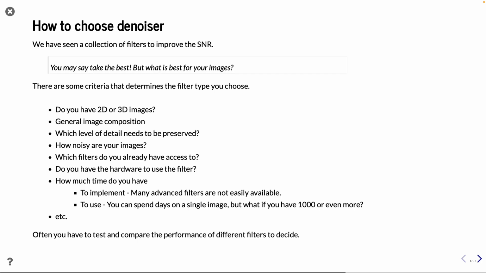Sometimes, if you only have a single image, you can spend days if you want to get the perfect filtered image. It's nothing. But if you want to process 1,000, then you have to start thinking, yeah, 2 days times 1,000, well, that was my PhD. So you have to make a smart choice of how much time you have versus what kind of filter you use. So the question is, you have to compare and see a little bit what performance you can get and what you need.